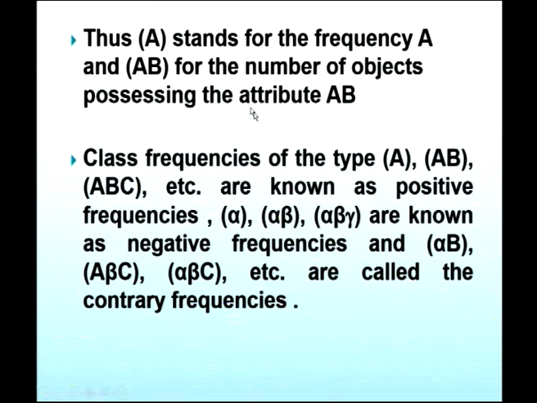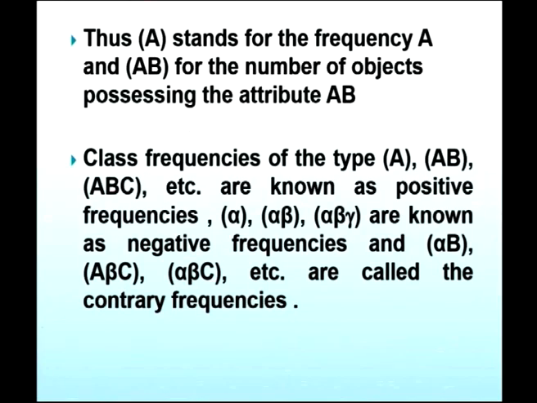Alpha B is actually non-possession of one attribute, and B represents possession of another attribute. The same attribute cannot be possessed and non-possessed. So, one should be non-possessed and another should be possessed. So, it represents two different attributes.